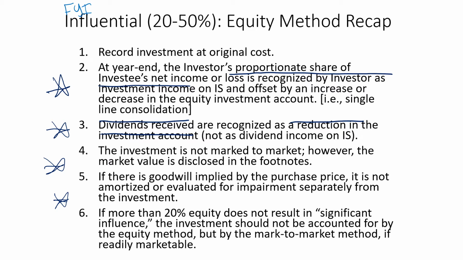And if more than 20% of the equity does not result in significant influence, meaning there's a lot of other shareholders as well, the investment should not be accounted for by the equity method, but using available for sale or the mark-to-market method instead. The reason is this is used if you have influence over the company you have invested in.